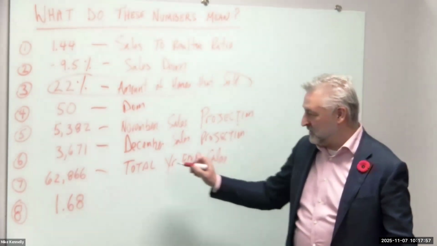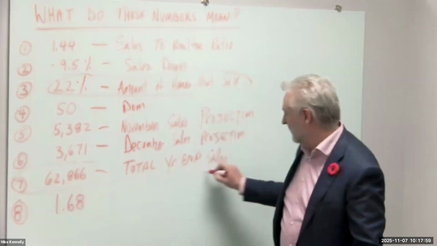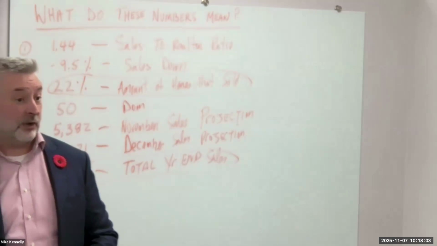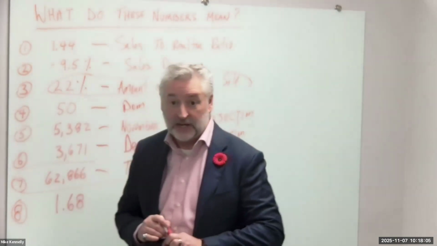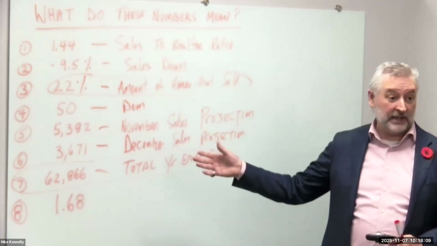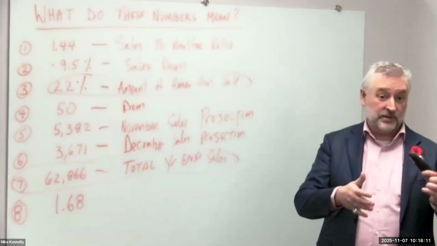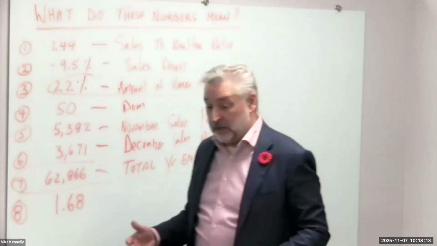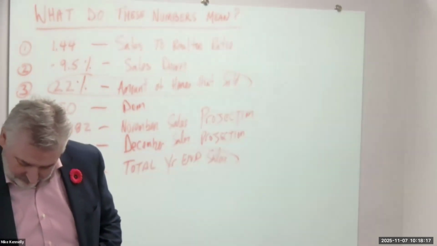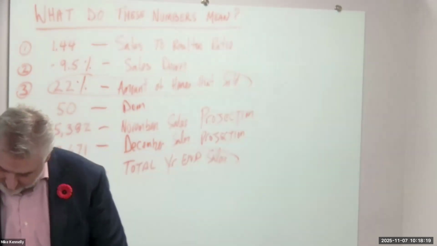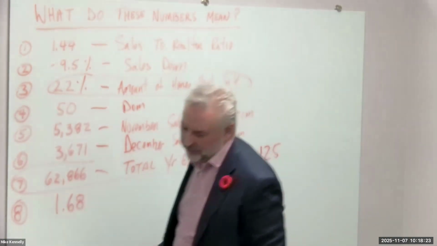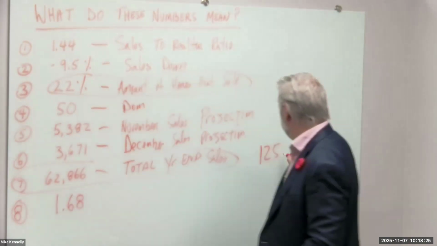So this is my projection, my best guess of what will finish the year at TRREB for sales. That's the one side, the individual side of sales. We multiply that by 2 because there are 2 ends, a sale and a purchase. Should I calculate that? I sure did. So it's 125,732.